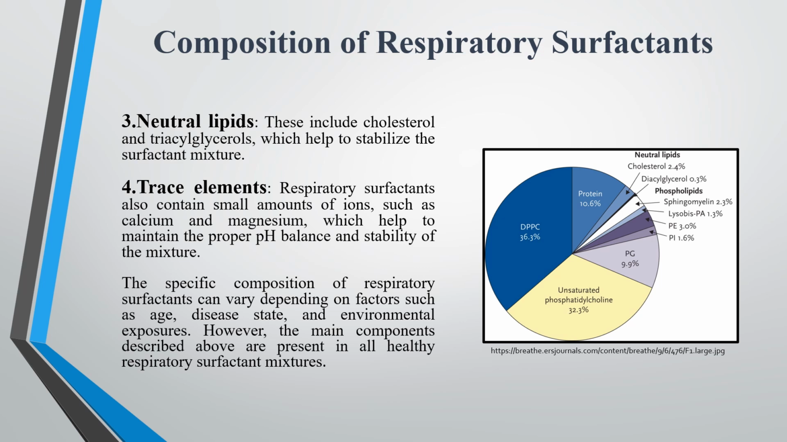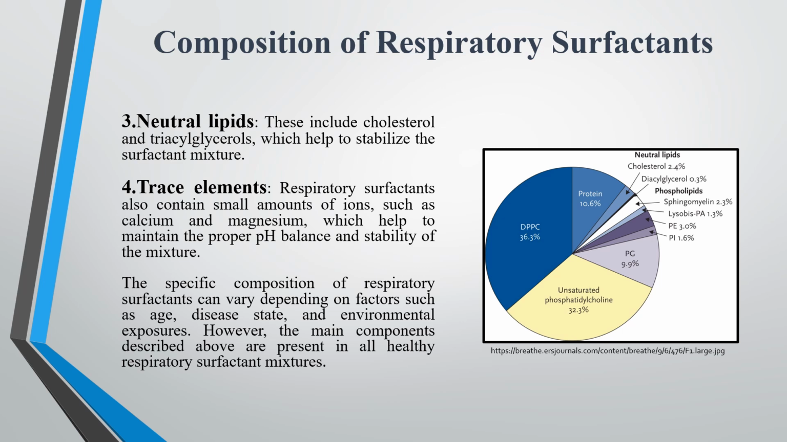The synthesis and secretion of respiratory surfactants is a complex process that involves several enzymes and other molecules. The synthesis of phospholipids begins in the endoplasmic reticulum of alveolar cells and continues in the Golgi apparatus. The final mixture of lipids and proteins is packaged into lamellar bodies, which are then secreted into the alveoli.